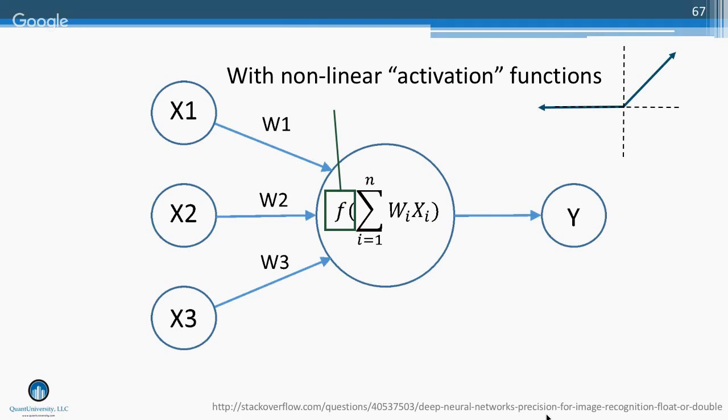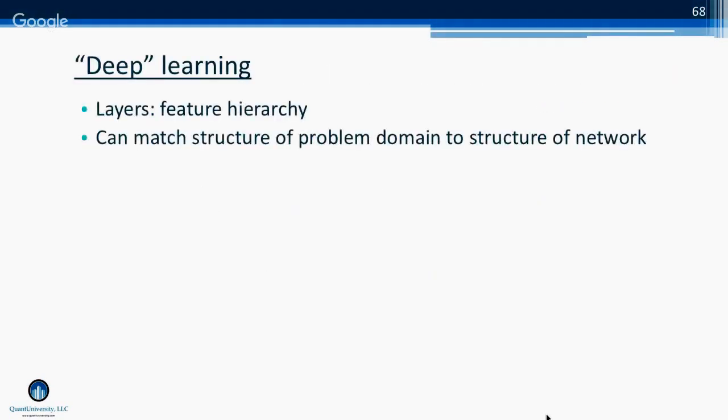And that's basically it. That gives us deep learning. We have all these different layers, we have weights at each layer, and we have activation functions at each layer. The idea is that you will be able to match the structure of the problem with the structure of your network.